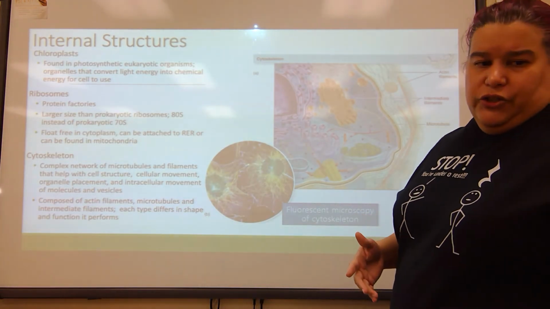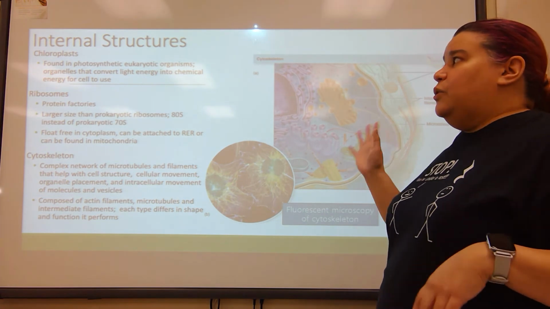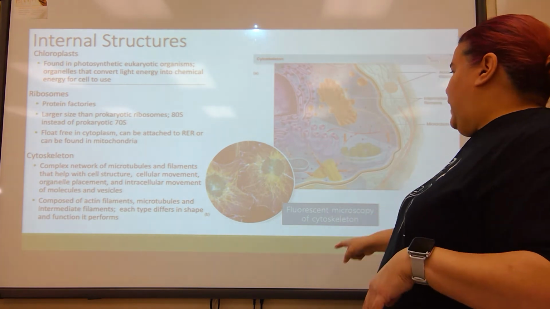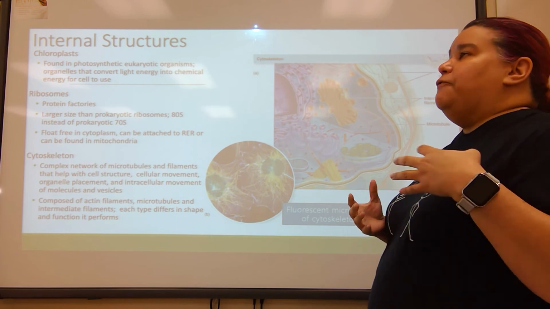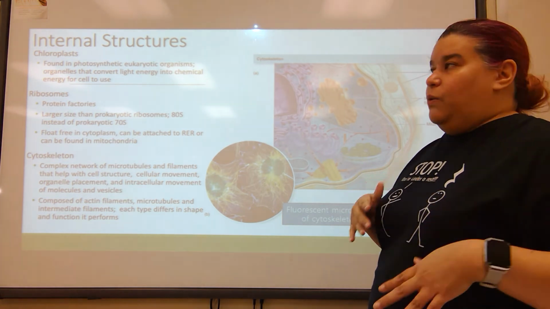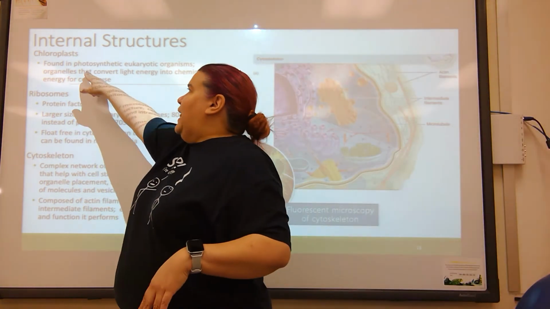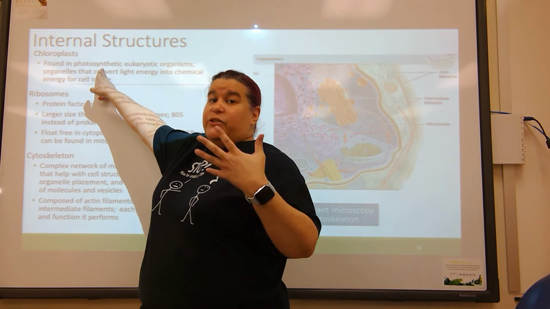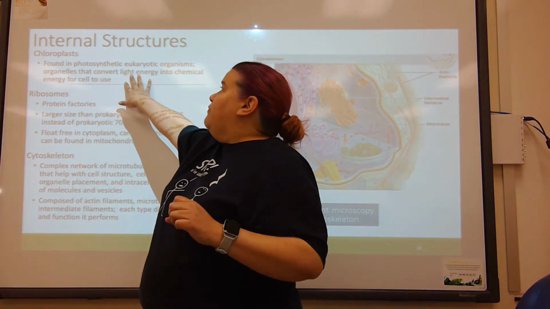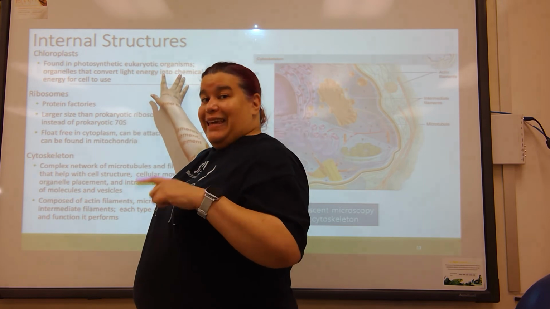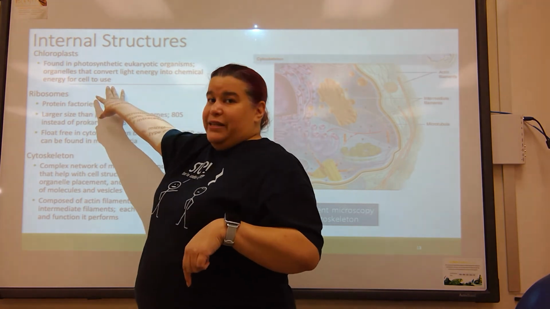Now, other internal structures. We've got chloroplasts. Chloroplasts look like this, okay? And they are found in photosynthetic eukaryotic organisms. Photo means light, synthetic, synthesize, or to make, okay? So they convert light energy into chemical energy for the cell to use.